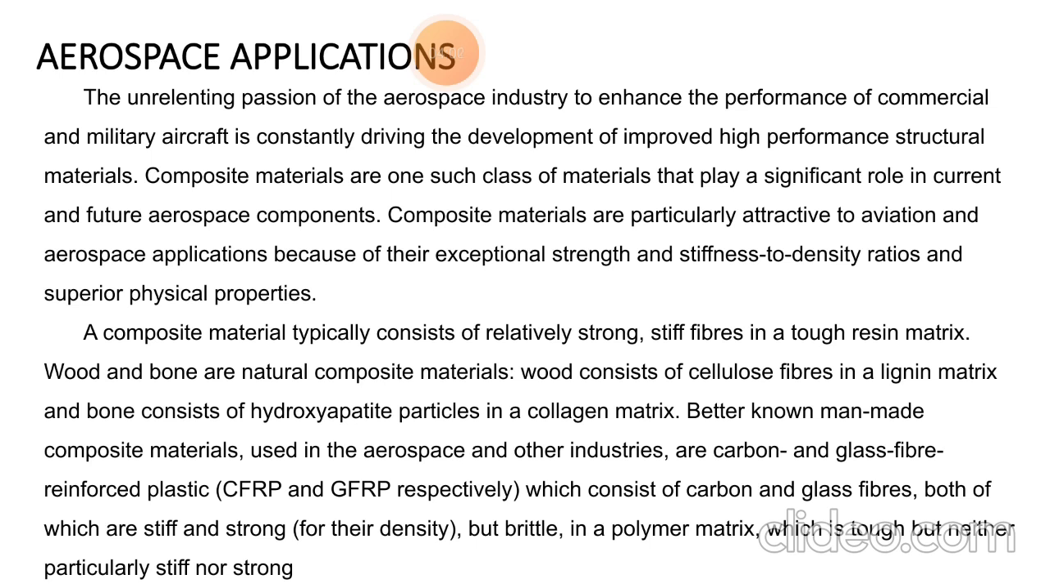A composite material typically consists of relatively strong, stiff fibers in a tough resin matrix. Wood and bone are natural composite materials. Wood consists of cellulose fibers in a lignin matrix, and bone consists of hydroxyapatite particles in a collagen matrix. Better known man-made composite materials used in aerospace and other industries are carbon and glass fiber reinforced plastics, CFRP and GFRP respectively, which consist of carbon and glass fibers, both stiff and strong for their density but brittle, in a polymer matrix which is tough but neither particularly stiff.